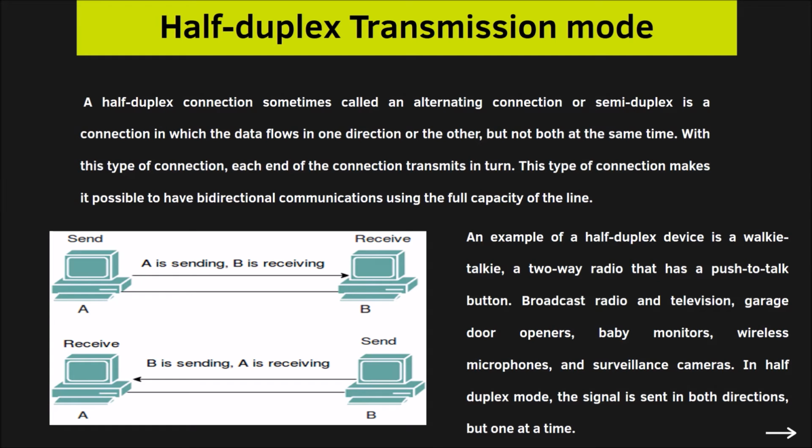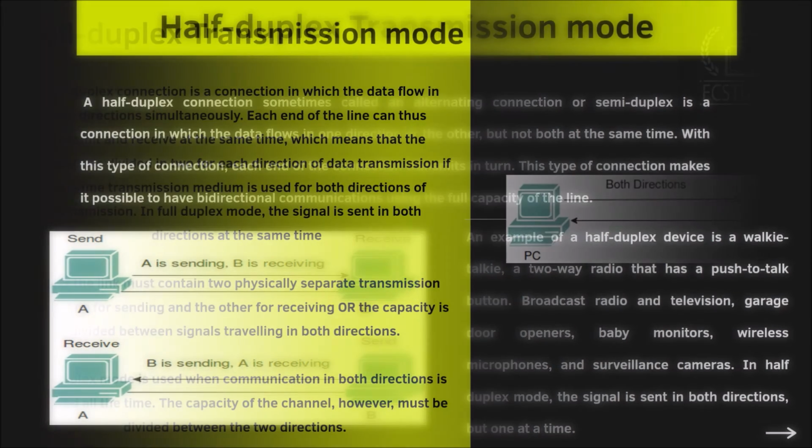With this type of connection, each end of the connection transmits in turn. These types of connection make it possible to have bidirectional communication using the full duplex capacity of the line. The diagram shows that in half duplex communication data is transmitted in both directions, but only one at a time. It means data is not transmitted in both directions at the same time. Okay, now last, full duplex transmission mode.